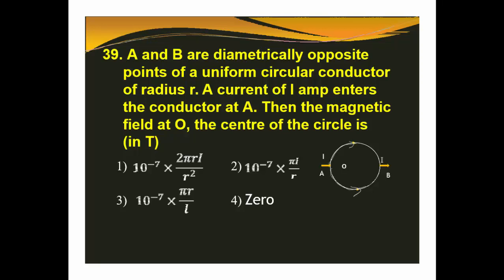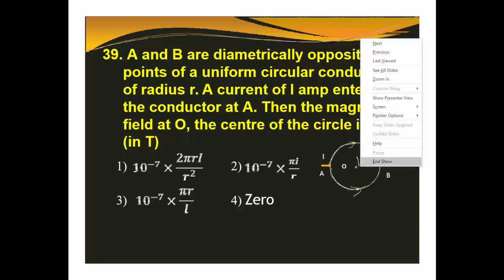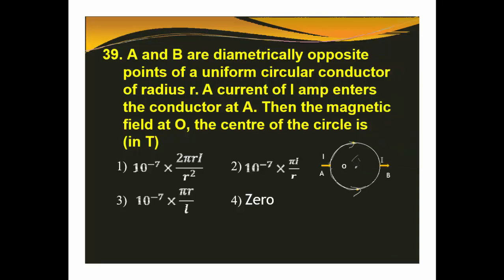For this upward current, the magnetic field at the center is inward. For this downward current, the magnetic field will be outward. Means the two magnetic fields at the center, one will be inward and other will be outward. So inward and outward magnetic fields are equal and opposite, so they cancel each other. So the net magnetic field will be 0.